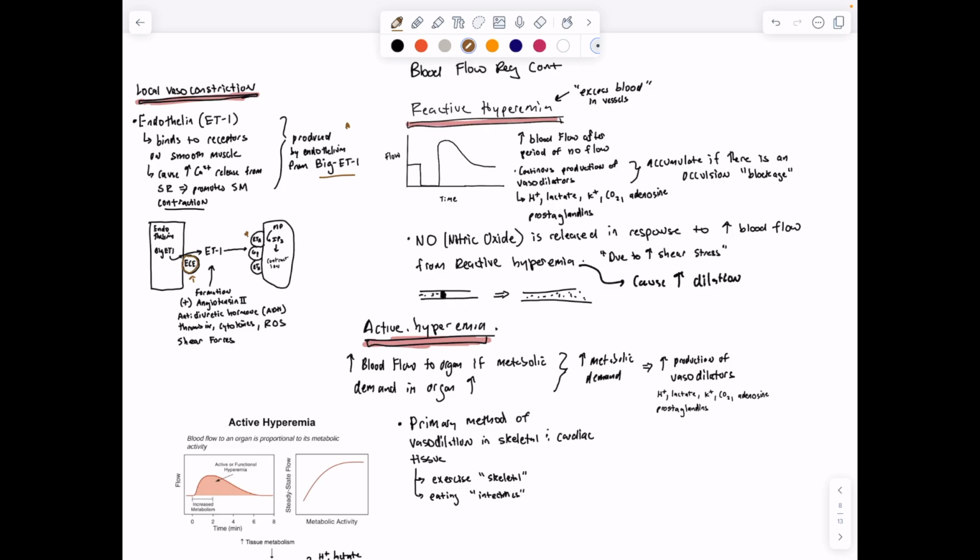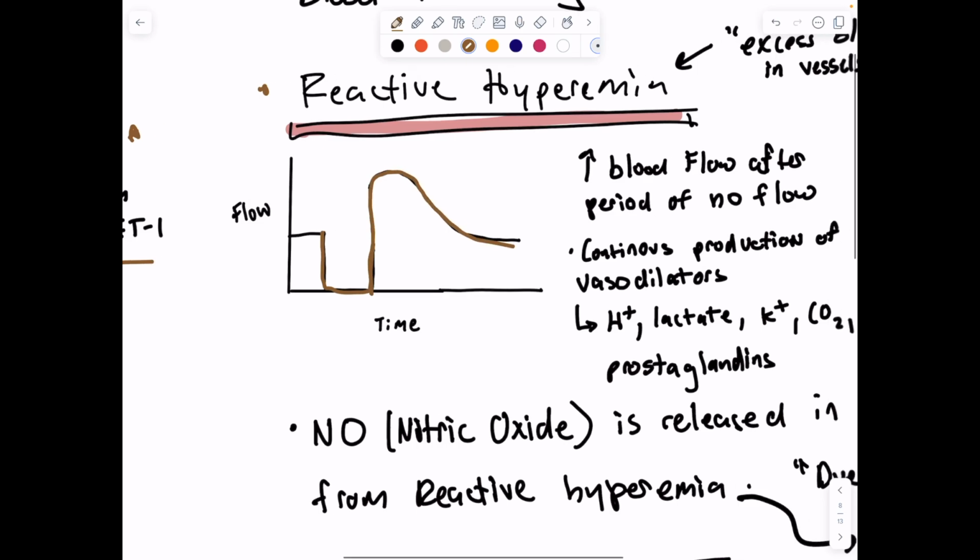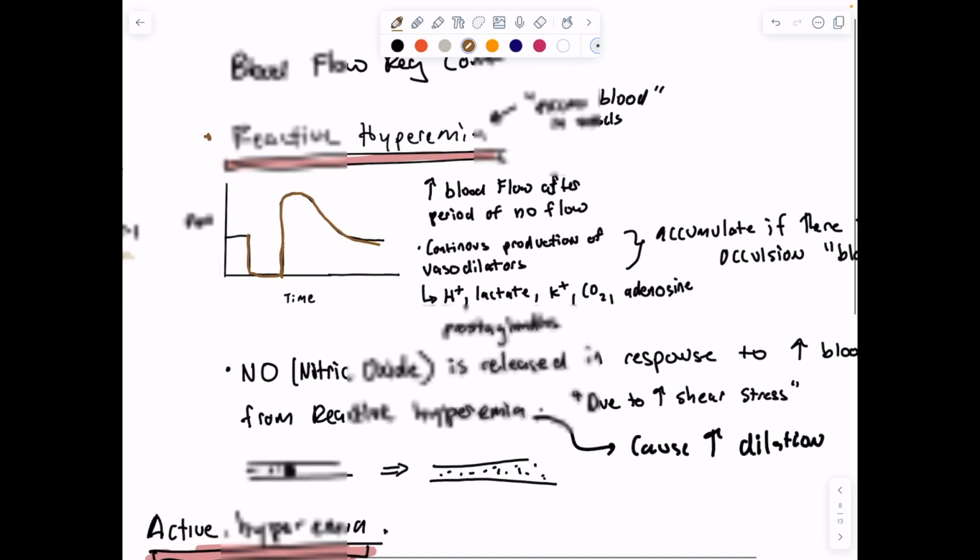All right, so then we have the concept of what happens if you have, say, a blockage in the vessel, and then the vessel is suddenly not blocked for whatever reason. We have something called reactive hyperemia, and hyperemia means excess blood in the vessels. Say you have a blockage and for a time you have no blood flow, then afterwards you're going to have an increase in blood flow due to an increase in vasodilators. So reactive hyperemia is an increase in blood flow after a period of no blood flow.